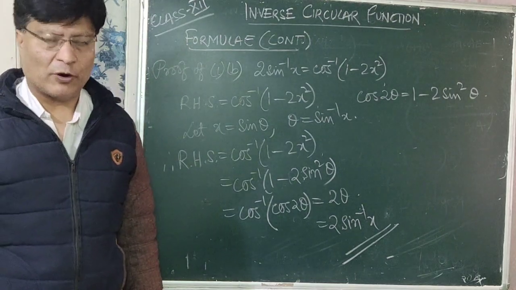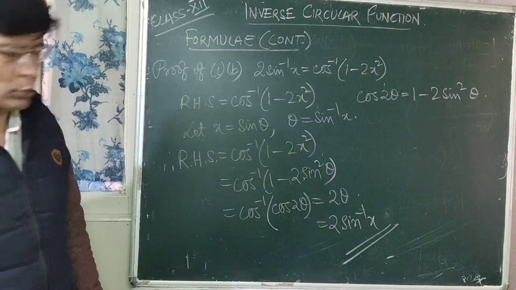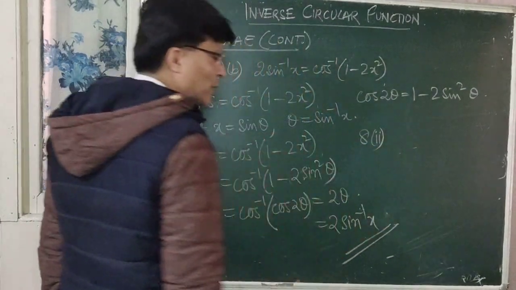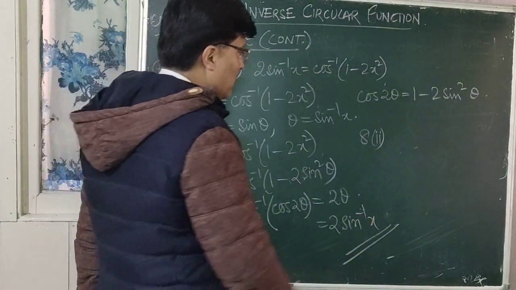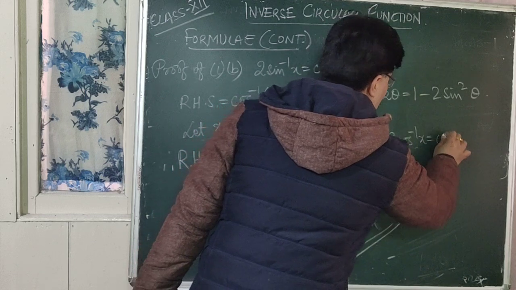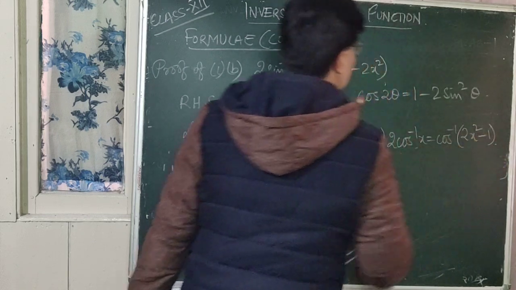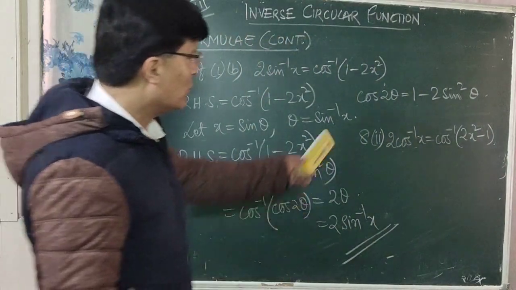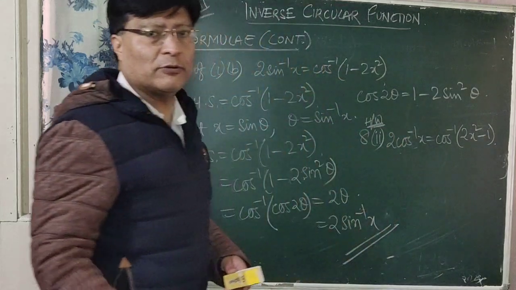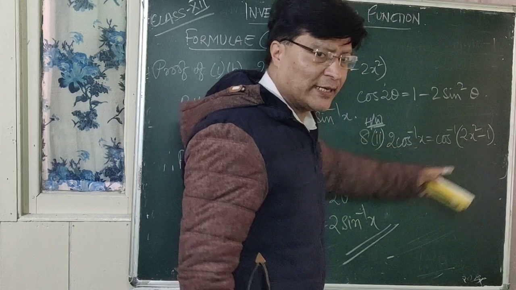Now we'll do the next formula. That is formula number 8.2. What was 8 number 2 formula? You can check your copy. It was 2 cos inverse x is equal to cos inverse 2x square minus 1, isn't it? This is the formula. So you can do it at home. I am giving you the hint also. You prove it from right hand side. You just put x is equal to cos theta here.